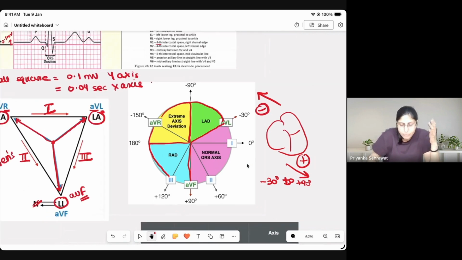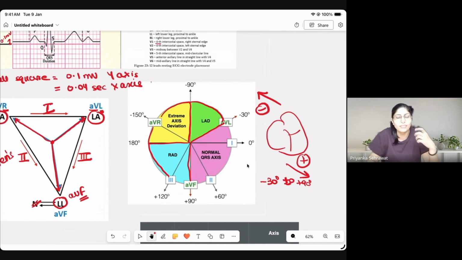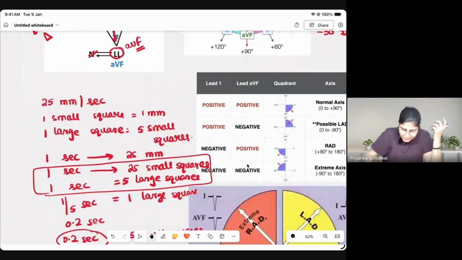Okay. Now, after looking at the ECG, how do you know if the axis is normal or not? How do you know about the axis? By looking at the ECG paper.